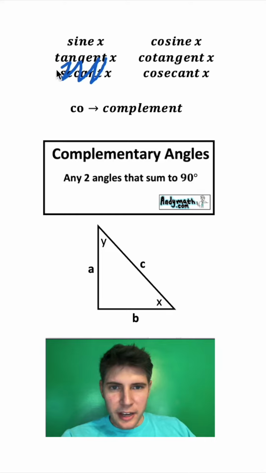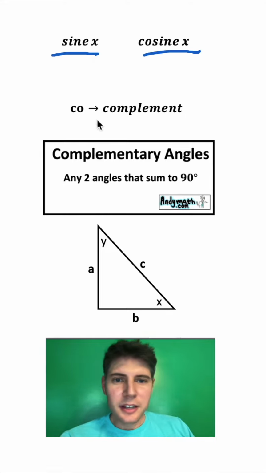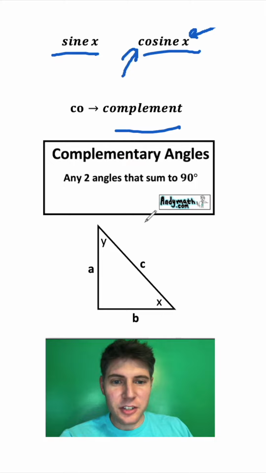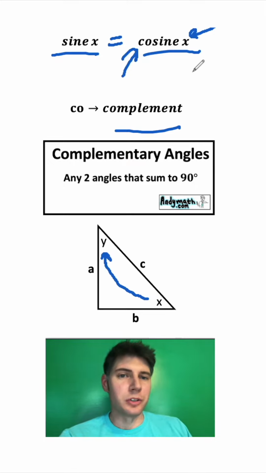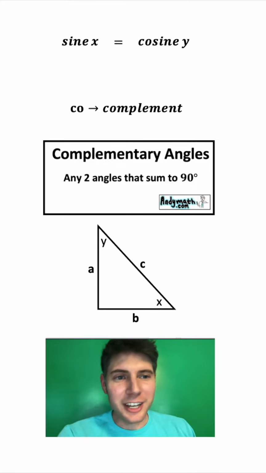And let's look at only sine and cosine for a minute. So now we have a sine X and a cosine X. I propose, because this is a cosine and we're talking about complementary angles, if we change this X to the complementary angle, the Y, then these would be equal to each other. So now we have sine of X is equal to cosine of Y. So let's check it. Let's see if this is true.